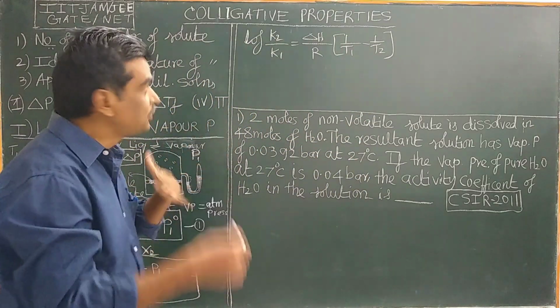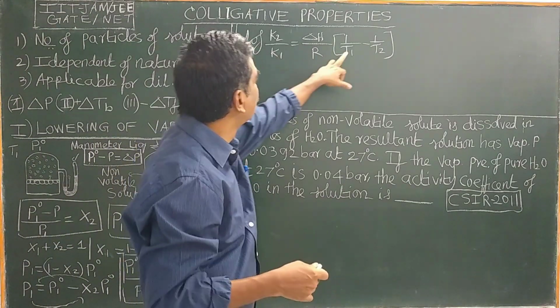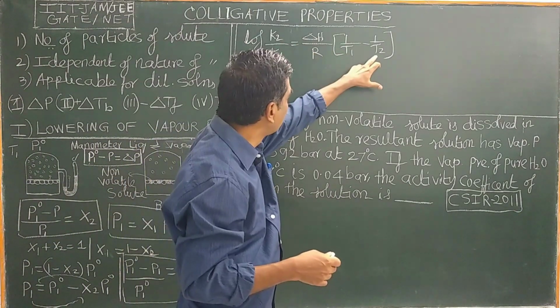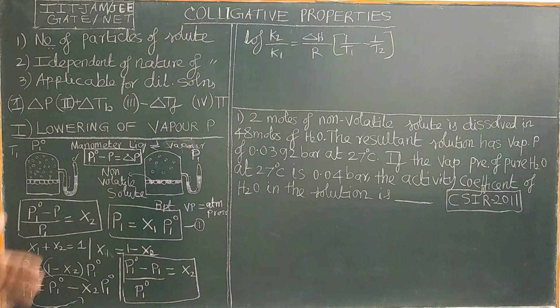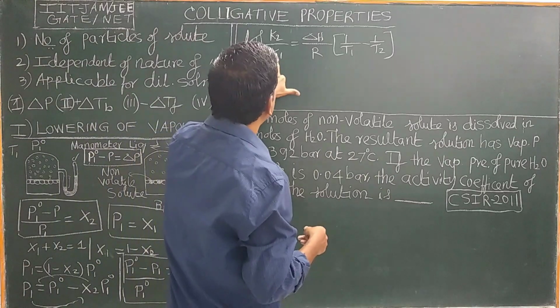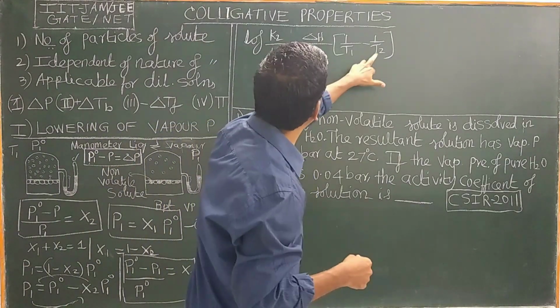Okay, T1 is the initial temperature. At temperature T1, what is the rate constant, and at T2, what is the rate constant and the equilibrium constant? That is the equilibrium constant. This is the equilibrium. At T1, K1 is the equilibrium constant, and at T2.